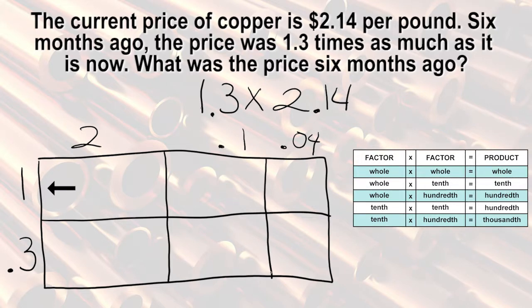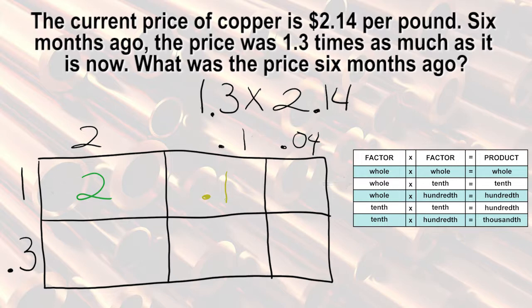First, 1 multiplied by 2. This is a whole number multiplied by a whole number, which will result in a whole number product. 1 multiplied by 2 is 2. Next, 1 multiplied by 1/10. In other words, one group of 1/10, which is 1/10. And according to our product chart, a whole multiplied by a tenth has a product of a tenth.